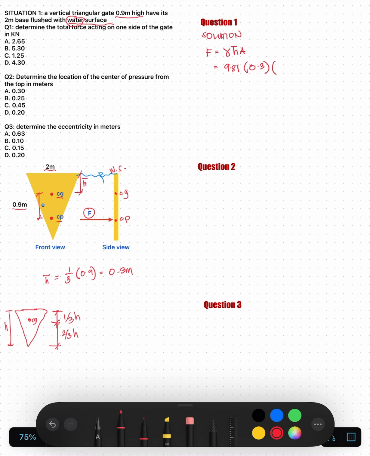The area, of course, this is a triangle. 1/2 base times height 0.9. So our total hydrostatic force acting on one side of the gate is 9.81 times 0.3 times 1/2 base times height. That is 2.6487 kilonewton or 2.65 kilonewton. So for our question number 1, that is letter A.